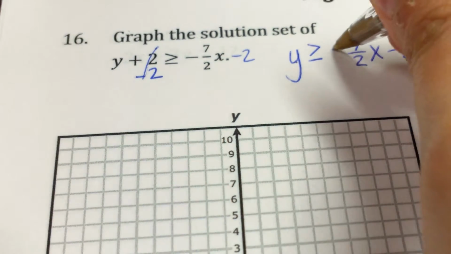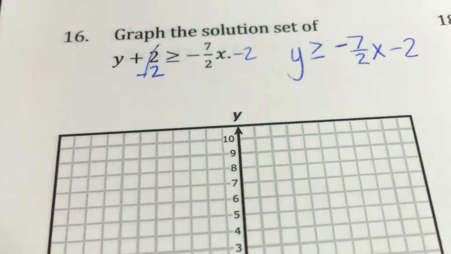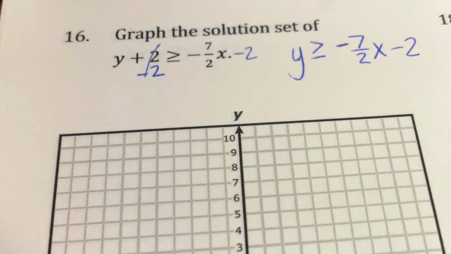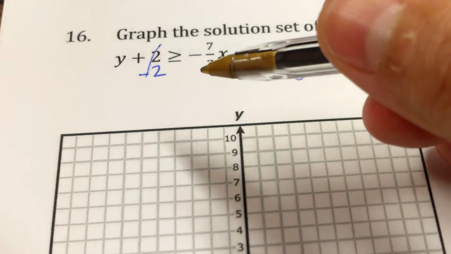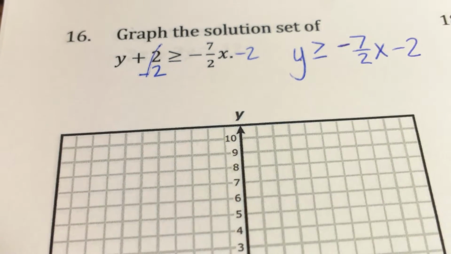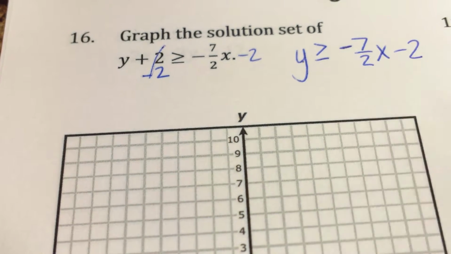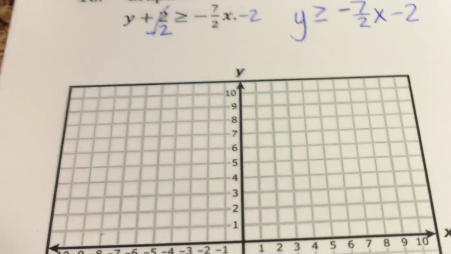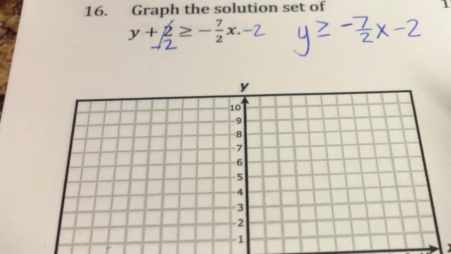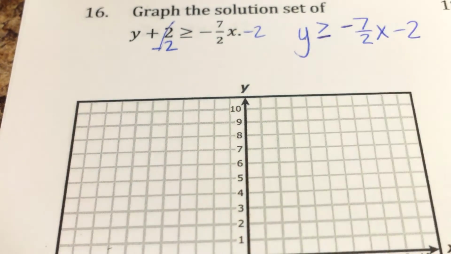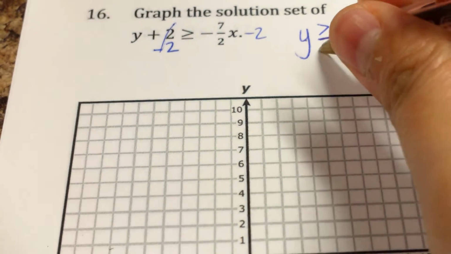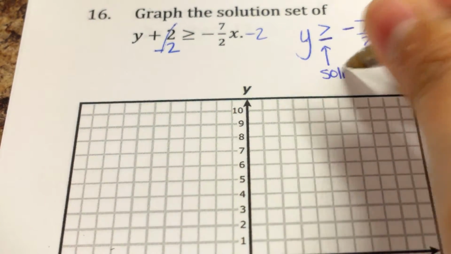Now the reason I did not flip the symbol or switch it around is because I did not divide or multiply by a negative. All I did was subtract. I did not multiply or divide, so the symbol stayed the same. So then we're going to graph this. This means that it's going to be a solid line, because of that equal sign.